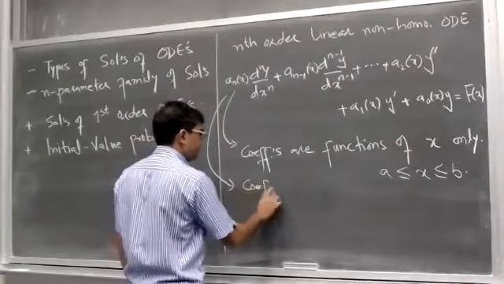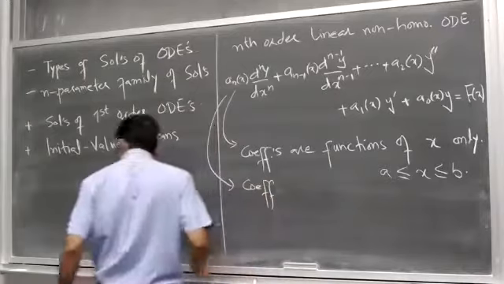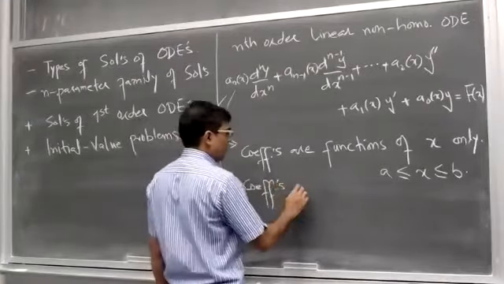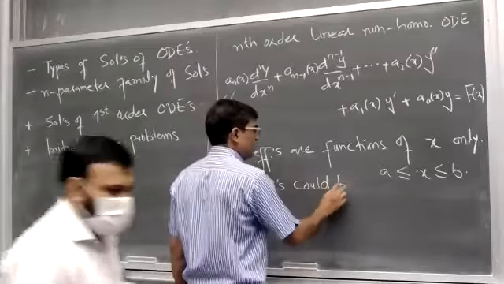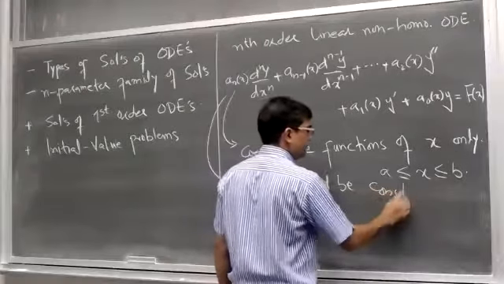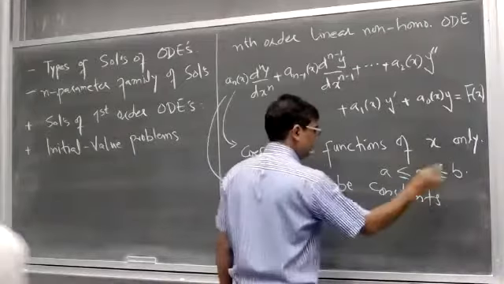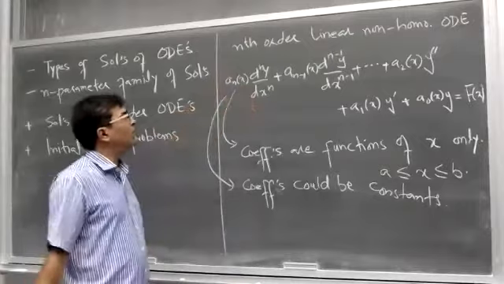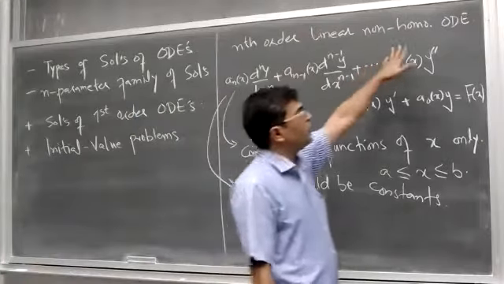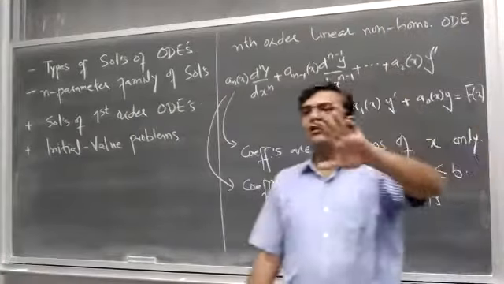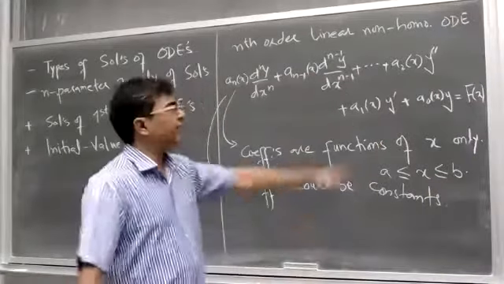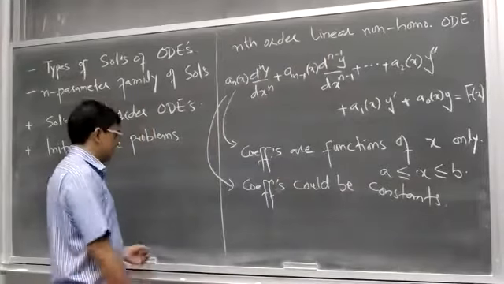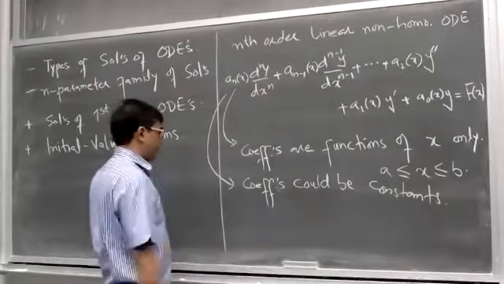Coefficients could be constants. In that case, this differential equation is called nth order linear non-homogeneous ODE with constant coefficients. In this case, it is with variable coefficients. Now, it's general nth order.